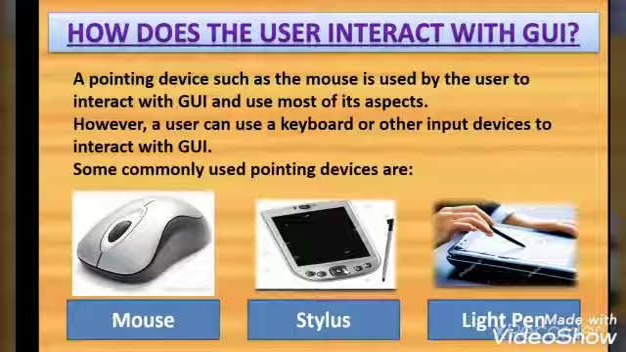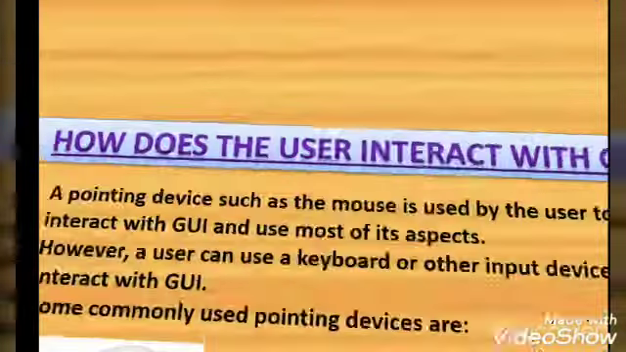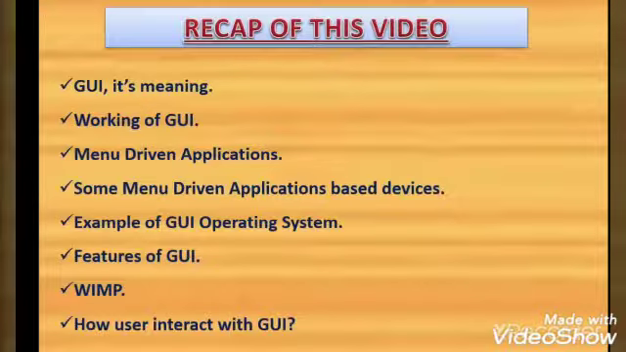The next one is the light pen. What is a light pen? With a light pen we can draw anything on the monitor's screen, as we draw in our copy. These are all pointing devices by which we can use GUI devices. I hope you all understand it very well.